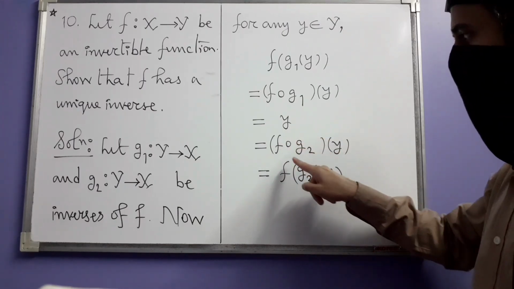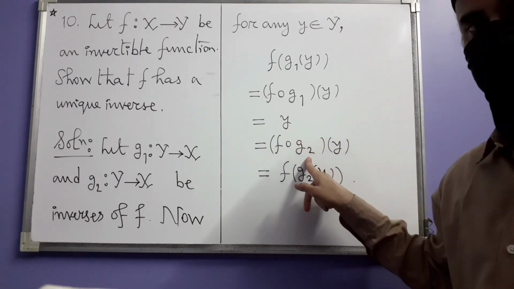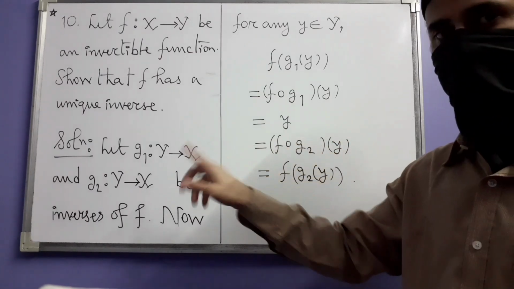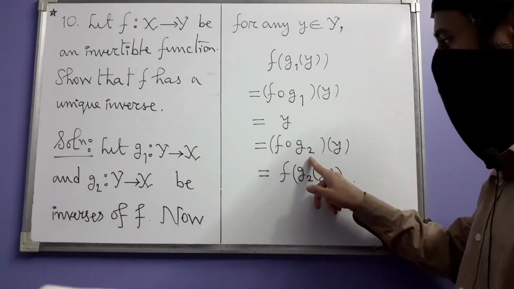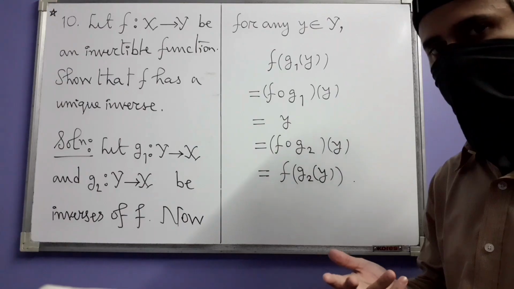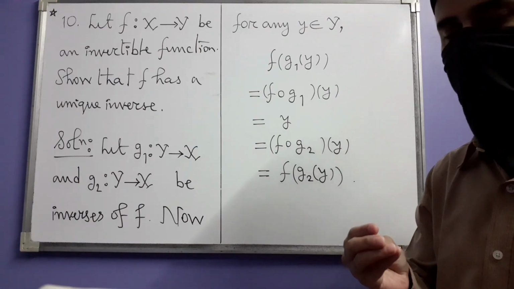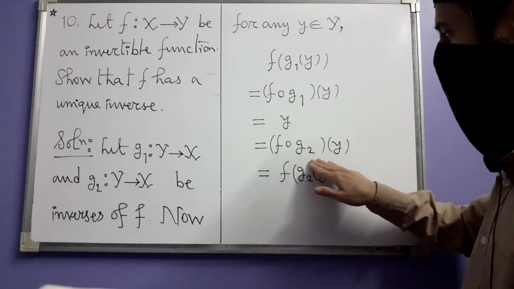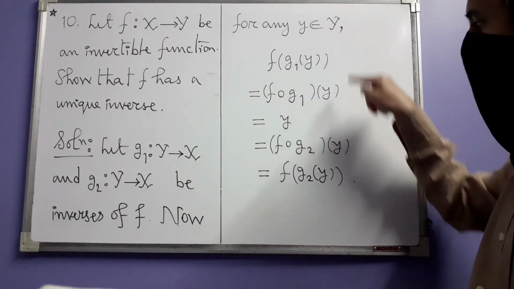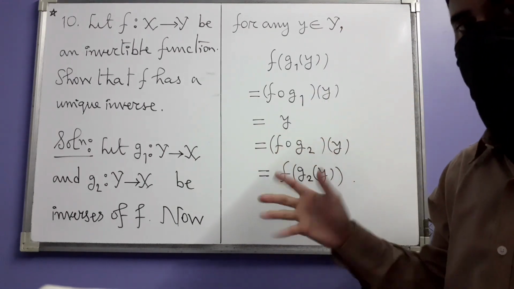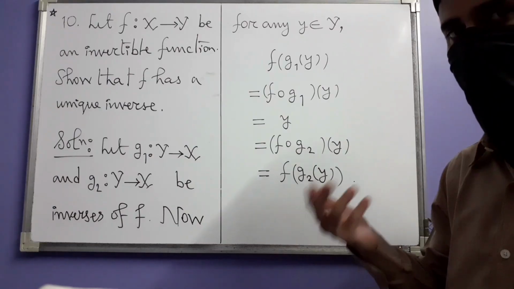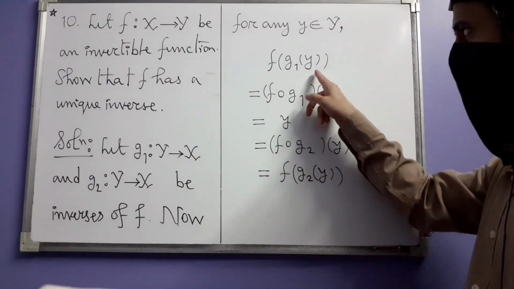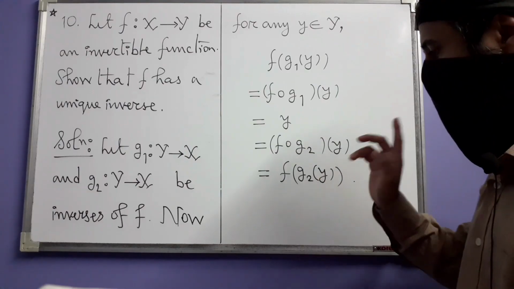But the same can also be said about this other composite function f composite g2, because g2 is also an inverse of f. So f composite g2 is also the identity function on the set Y. So this, when applied on this element of capital Y, will also not change that element, that is small y will remain small y. And this however, just like this one, is f of g2 of y.